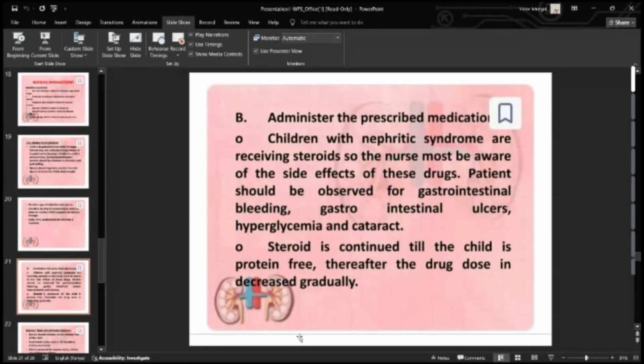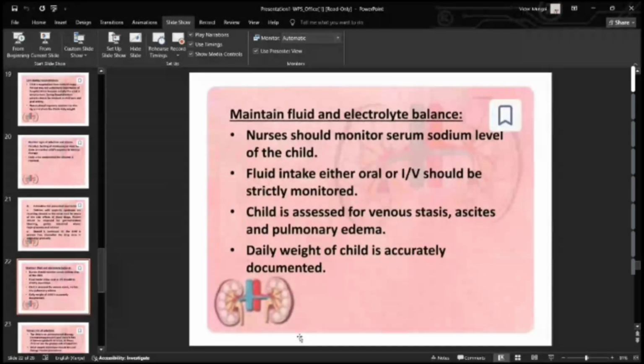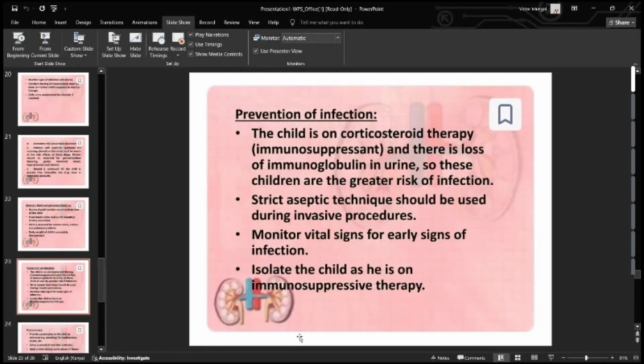Administer the drugs. Maintain fluid and electrolyte balance. Either oral or IV should be strictly monitored. You monitor also the sodium level, daily weight, and venous stasis. And then we have prevention of infection.